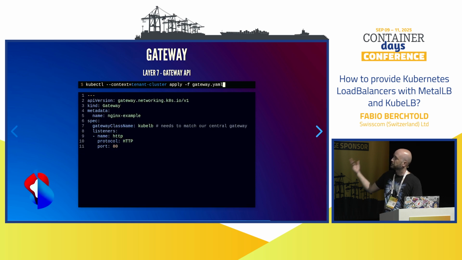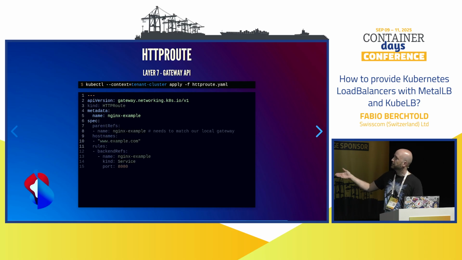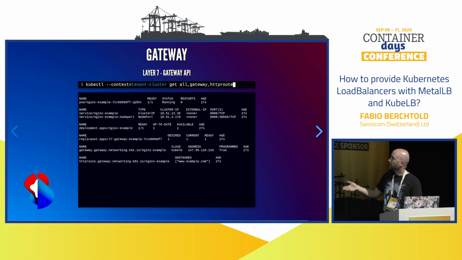And in the tenant cluster, you then can create a gateway, which refers to the gateway class that's in the management cluster. So you just need to inform your users, hey, please use this gateway class name. That's the one we will provide. And then they can create a gateway, an HTTP route in their cluster. That's what they will see in their cluster. So we see the gateway actually got an external IP. This is the one that also MetalLB was facilitating in the management cluster.